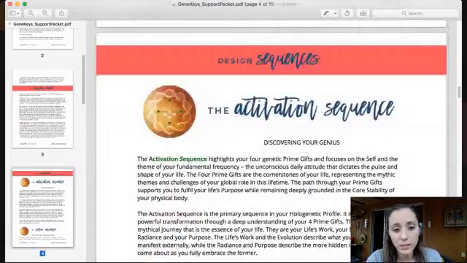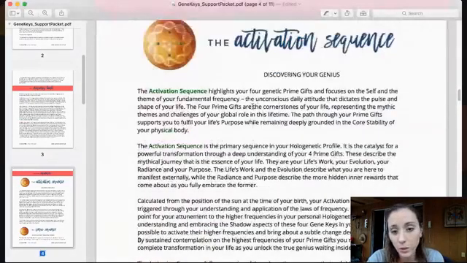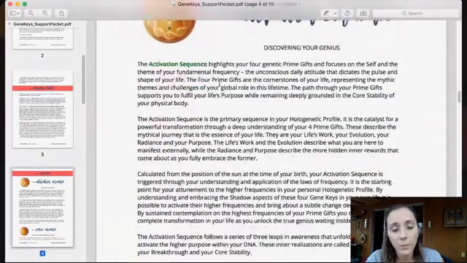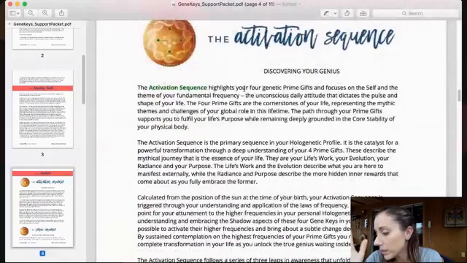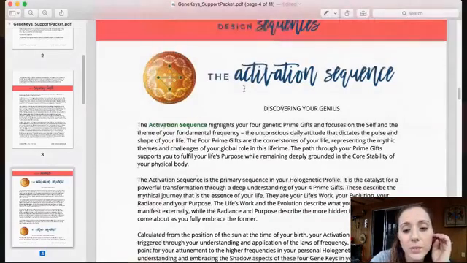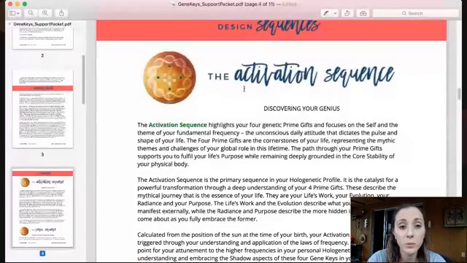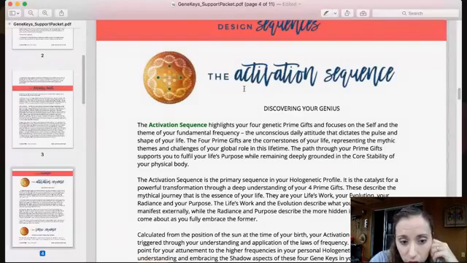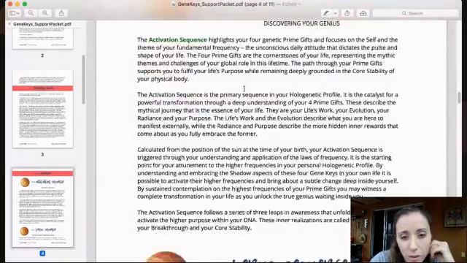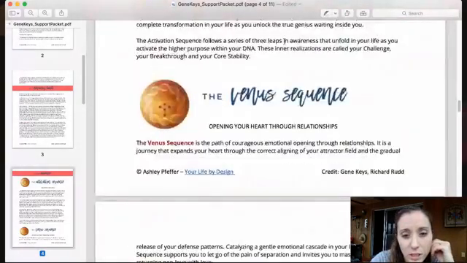So we talked about this, your 4 prime gifts. Those are your life's work, purpose, evolution, and radiance. They make up about 70% of your being. It's kind of like what most people see, your dominant personality traits, and those are your prime gifts. I don't really want to go too much into that.